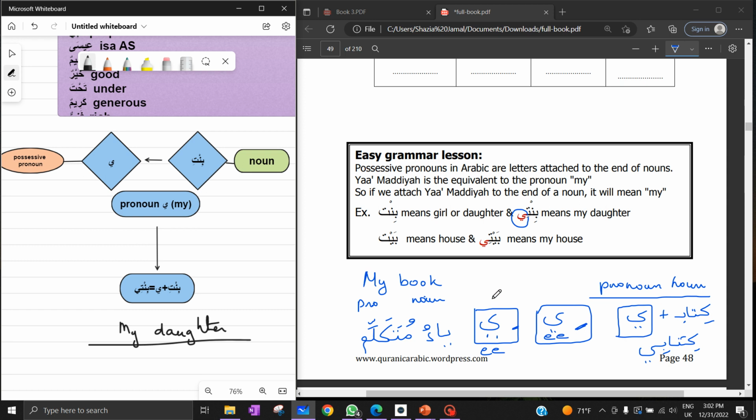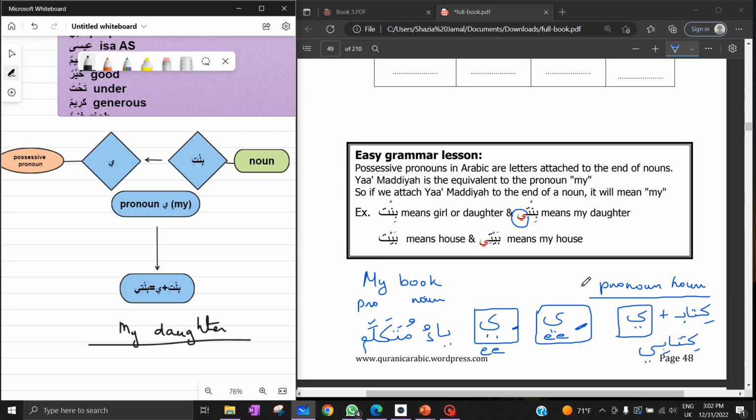As I have told you, pronouns are always attached at the end of the noun. In English, the pronoun comes first and then the noun. But in Arabic, the noun comes first and then the pronoun. This is the major difference between English and Arabic. So with this, we come to the end of the lesson.